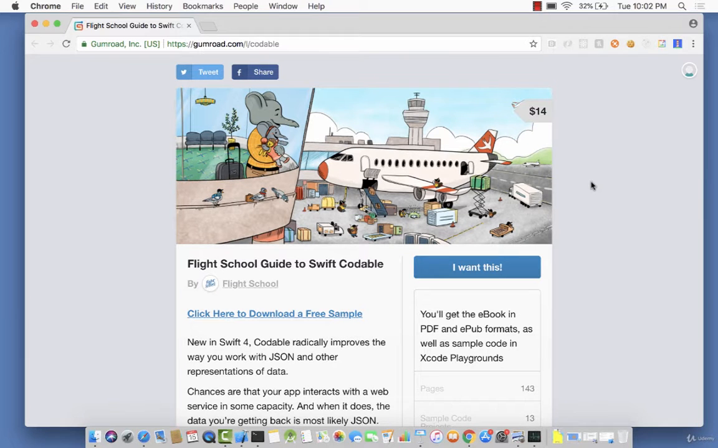Now, before I jump into the actual course, I'd like to first of all give a lot of credit to an amazing book by Flight School, which is called Flight School Guide to Swift Codable. A lot of examples in this particular course have been taken, or at least inspired, from this book, Flight School Guide to Swift Codable.